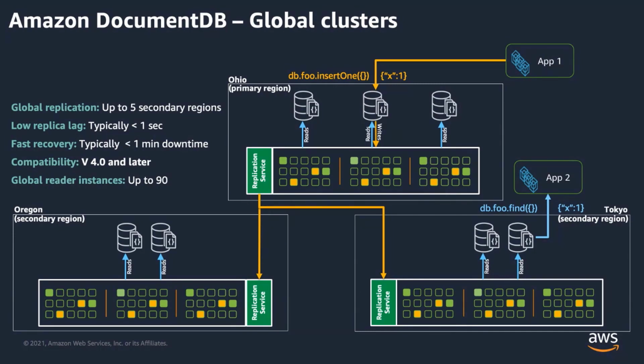Second, if you deploy global clusters to all the 5 AWS regions, which is the maximum number of AWS regions you can replicate the data to, then the maximum number of reader instances you can run across these 5 secondary regions and 1 primary region is 90. That is a significant number of instances to allow you to scale reads globally.